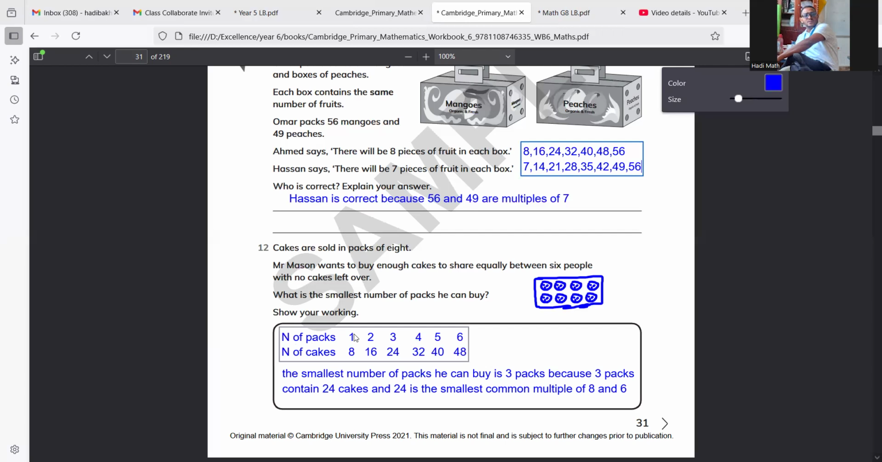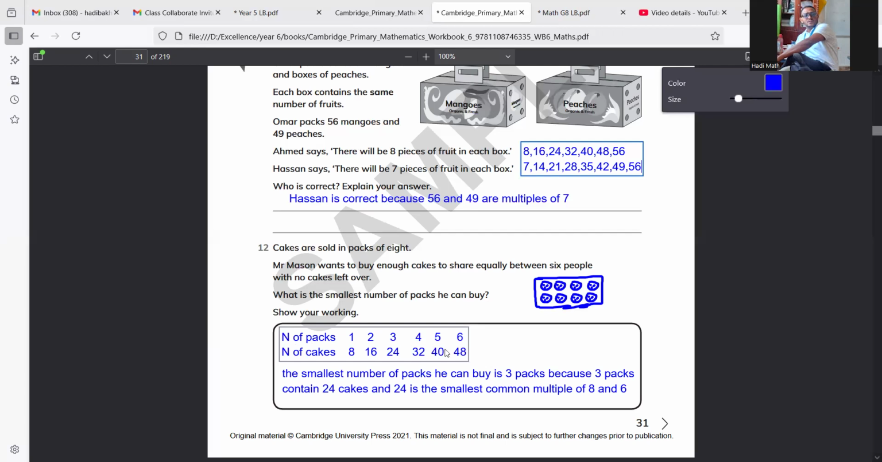Show your working. To make things easy, I write here number of bags and here number of cakes. When we have 1 pack, we have 8 cakes. 2 packs, we have 16 cakes. 3 packs, we have 24 cakes. 4 bags, we have 32 cakes. And we go on like this. The cakes increase by 8 every time.